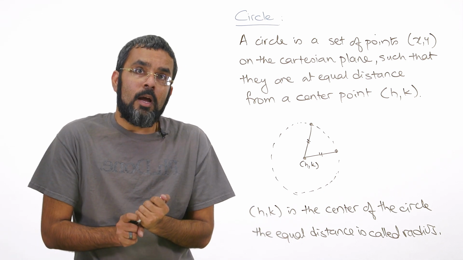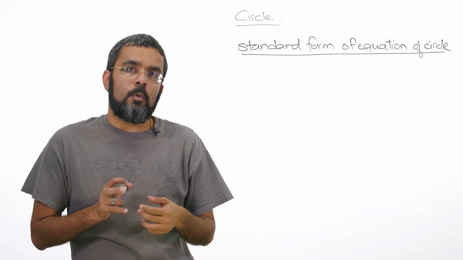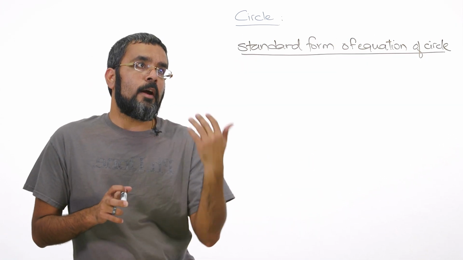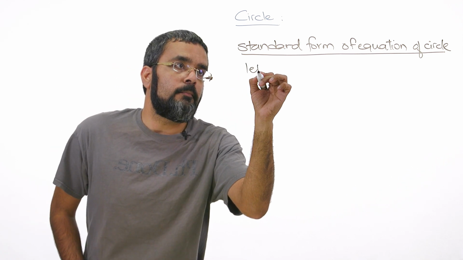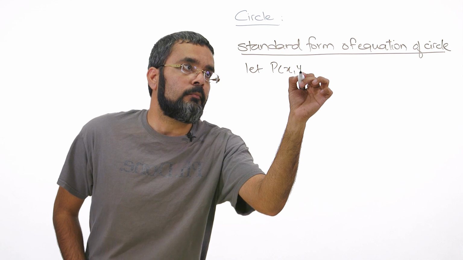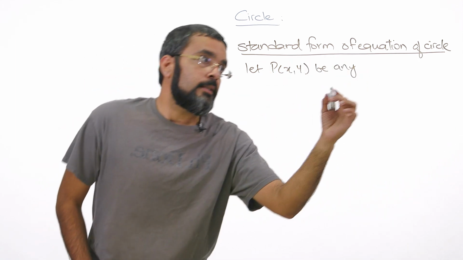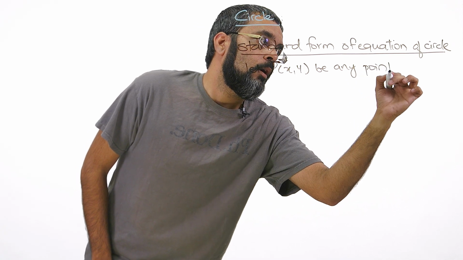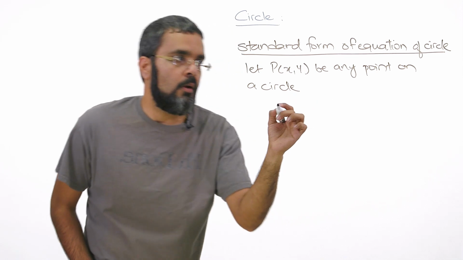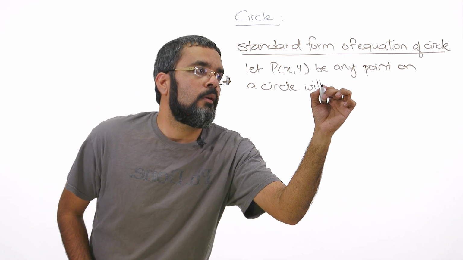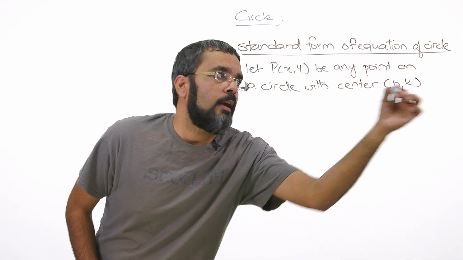So how do we figure out the equation of a circle? What we are interested in now is finding the standard form of the equation of a circle. For this, let P(x, y) be any point on the circle with center HK and radius r.